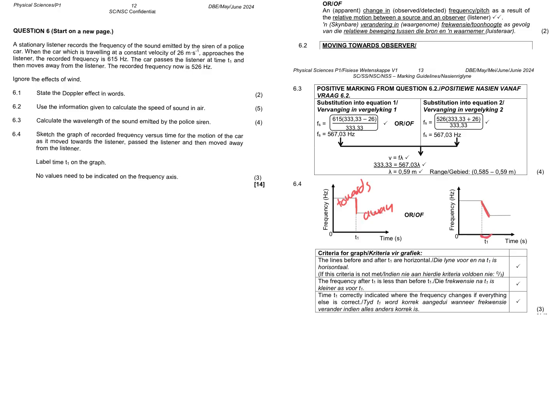So what you need in order to get the marks is horizontal lines here and here, because the frequency is constant while you're driving away and while you're driving towards. And the one after is smaller than the one before. And time 1, they asked you to label it. That is when it changes from higher to lower. So you can get 3 marks, and I do think that that's a fairly simple graph.